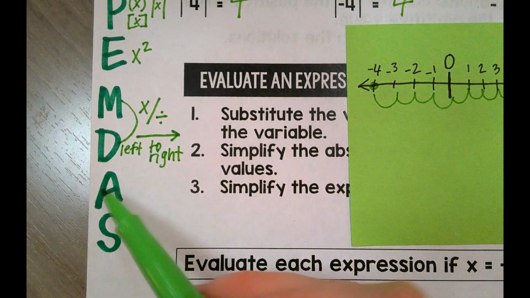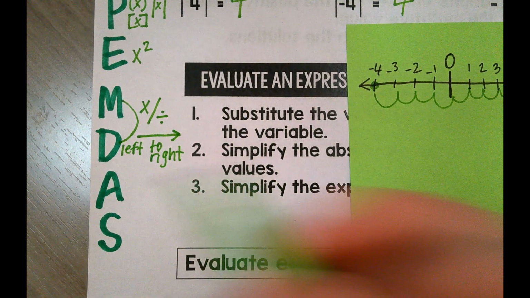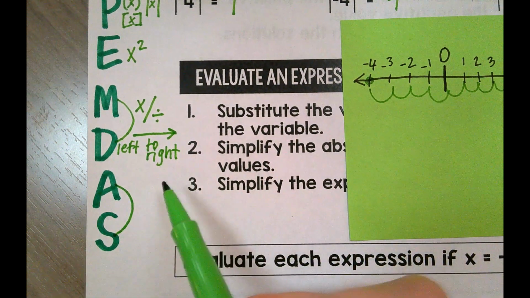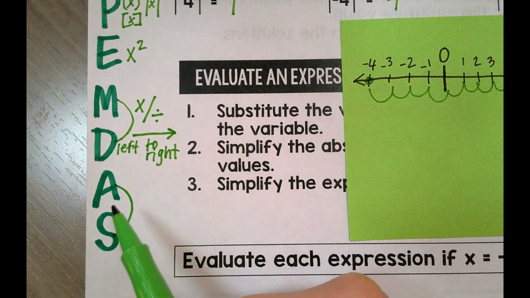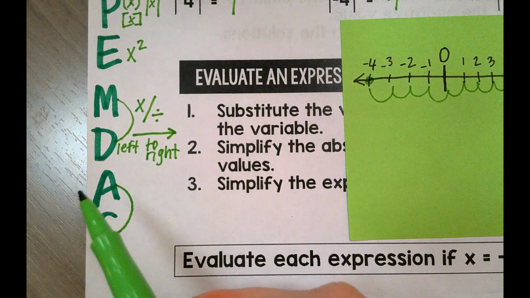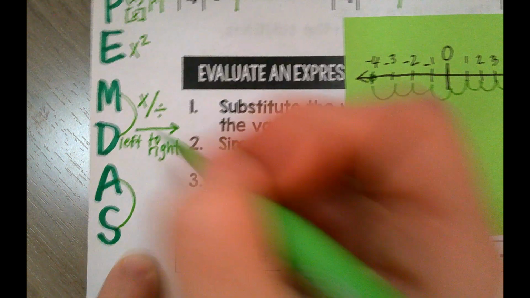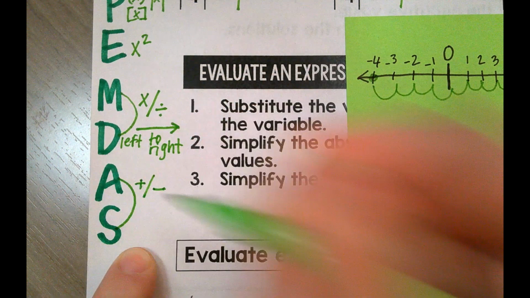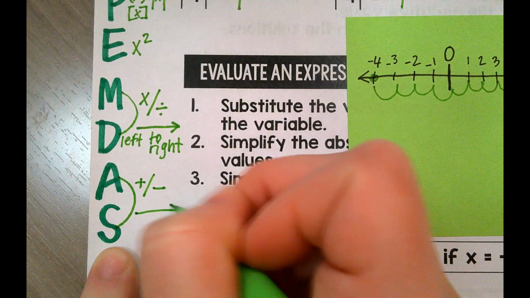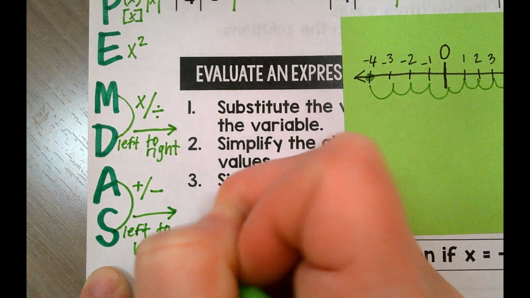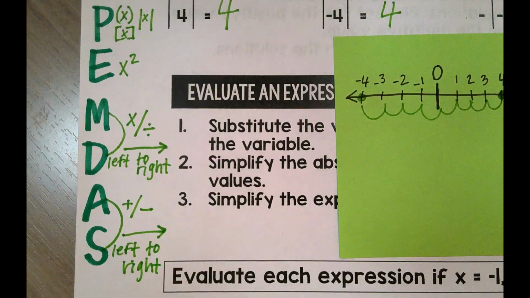And then last but not least, we have A and S. Add and subtract. This is just like the multiplication and division, where we're not going to do the addition first just because A comes first. We're going to do whichever one comes first in the problem, addition and subtraction. So plus slash minus for add and subtract. This is also from left to right. So here's our little review on the order of operations, PEMDAS.